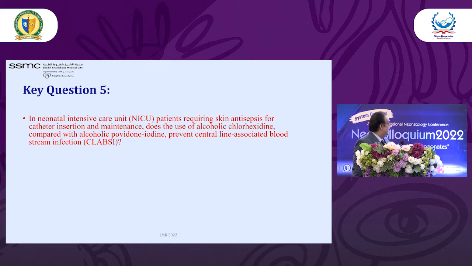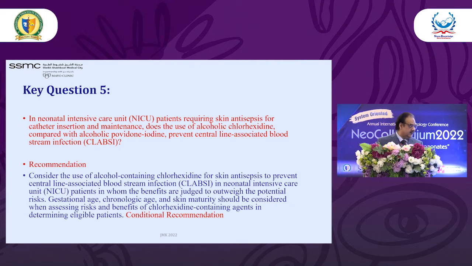But let's say we have to put in a double lumen, what can we do? An NICU patient requires skin antisepsis. This is the debatable thing: chlorhexidine. Yes, now chlorhexidine is recommended and evidence-based as compared to alcohol or iodine. So consider the use of alcohol-containing chlorhexidine. But of course, if you have a very small baby, then use a less than 2% aqueous solution as compared to the 2%. Otherwise, for a bigger baby, you can use chlorhexidine 2%.